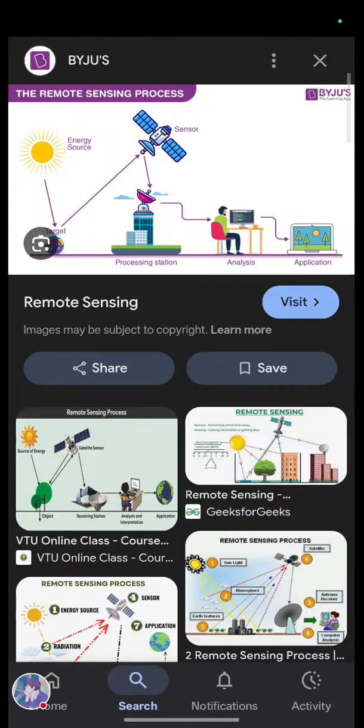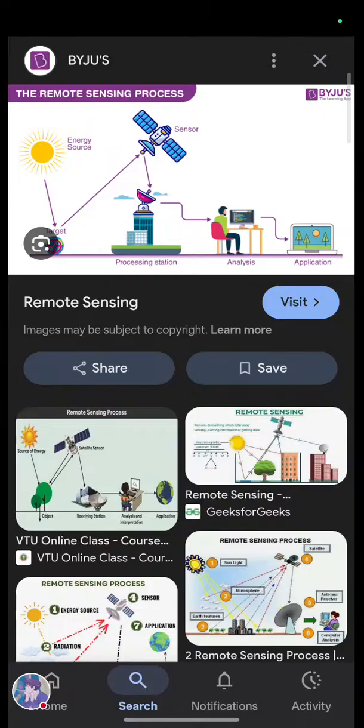Remote sensing means collecting information about the earth or any object without direct physical contact with it. We get this information from a distance without any physical contact with the object. Based on its characteristics, remote sensing is divided into four different types. Platform-based remote sensing: 1. Space-borne remote sensing.